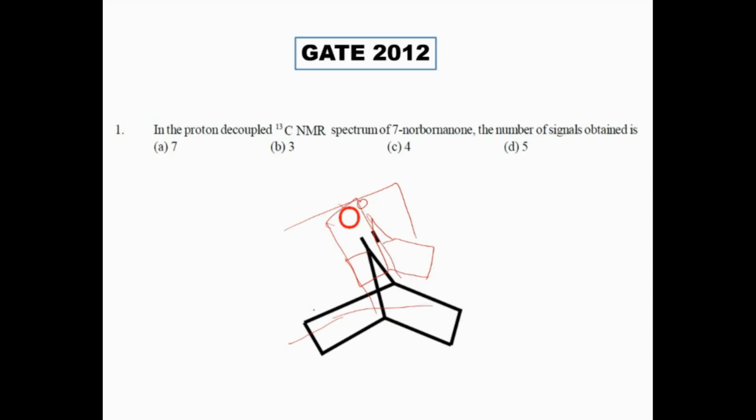So if I cut, so what happens? These all the 4 CH2 are identical. Yes, ma'am. And these 2 are identical. Yes? Yes, ma'am. And this is different. So how many signals could you tell me now? 3, ma'am. So answer is 3. Okay.